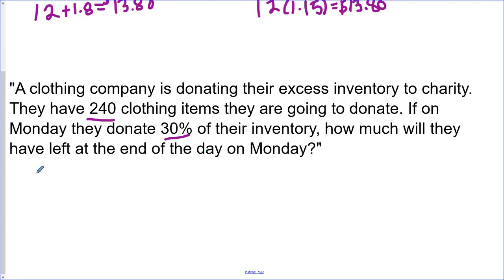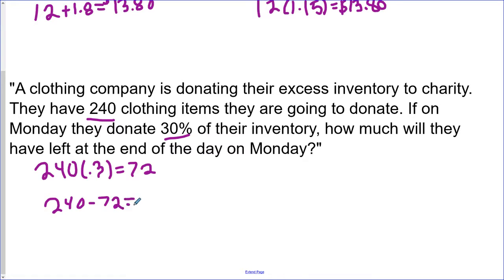So the percent decrease, so I'm going to take 240 times 0.3. Again, the percent is 30%, so I have to times that by 0.3 or 0.30 as a decimal here. So I get 72. Then it's a percent decrease, so I'm going to take 240 minus 72. And that should get me how much is left over. So I get 168 pieces of clothing left over.